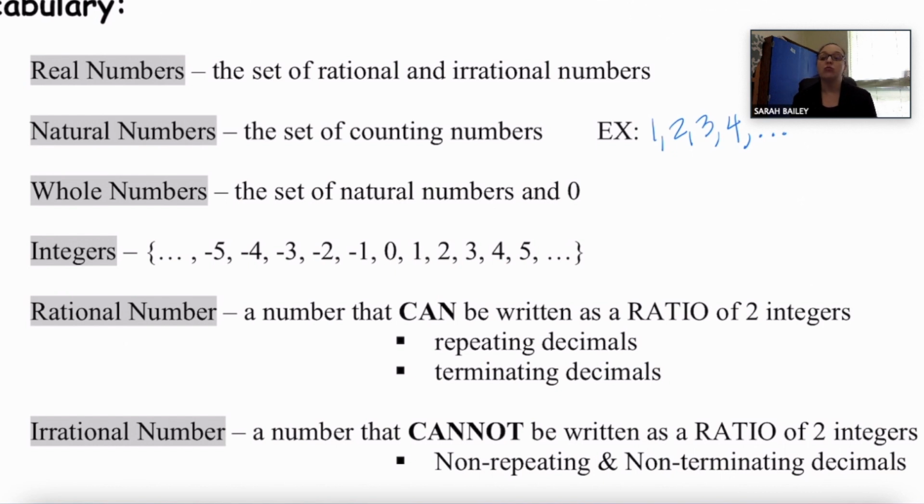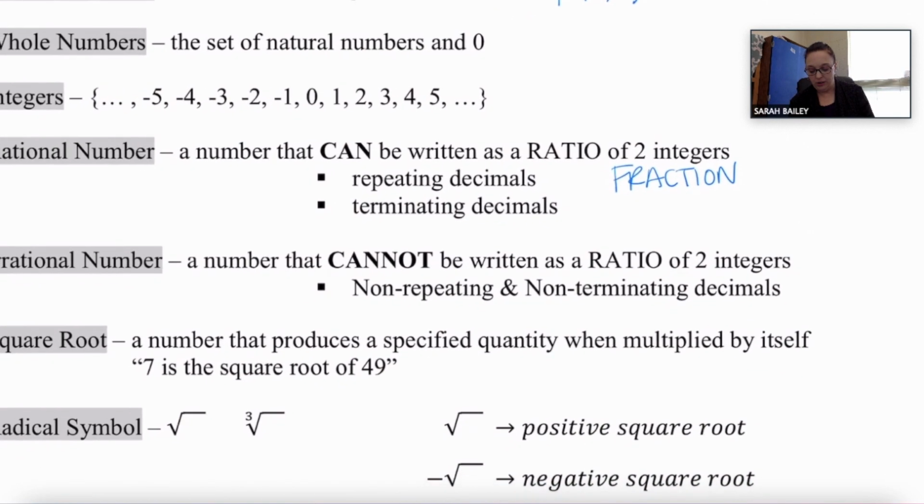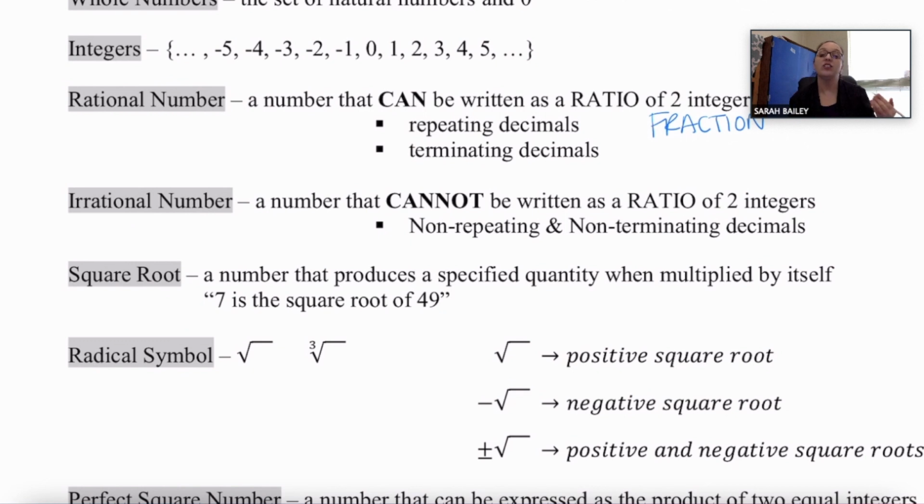Okay? Rational number. Now, here's what we really want to talk about. A rational number is any number that we can write as a ratio of two integers. In other words, we can write it as a fraction. So let's write that down. Can be written as a fraction. Now, all fractions become either repeating decimals, remember that bar notation, or terminating decimals. A terminating decimal is a decimal that does not repeat. It just ends, okay? So all rational numbers are numbers that can be written as fractions, and all fractions end up being repeating or terminating decimals.